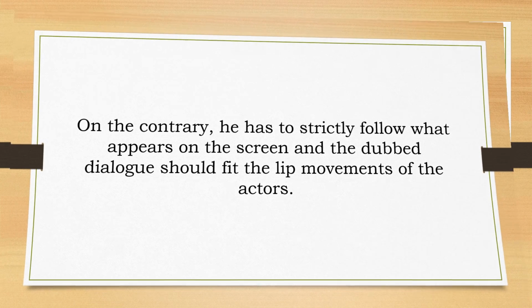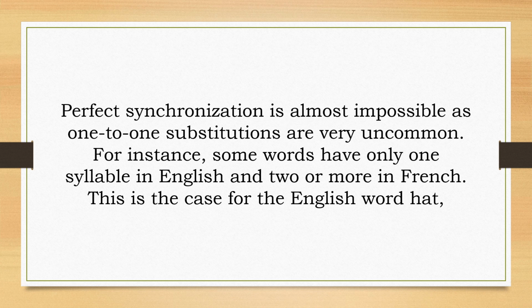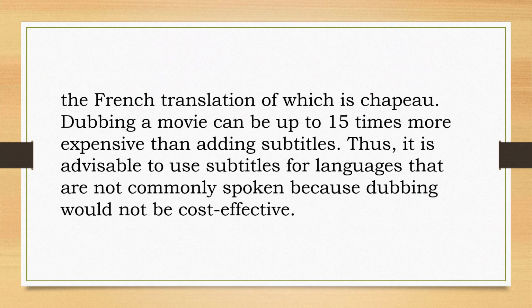Even when the lip movements of the actors are well synchronized with the voice in the translated version, dubbing only creates the illusion of an illusion. Perfect synchronization is almost impossible, as one-to-one substitutions are very uncommon. For instance, some words have only one syllable in English and two or more in French. This is the case for the English word hat, the French translation of which is chapeau.